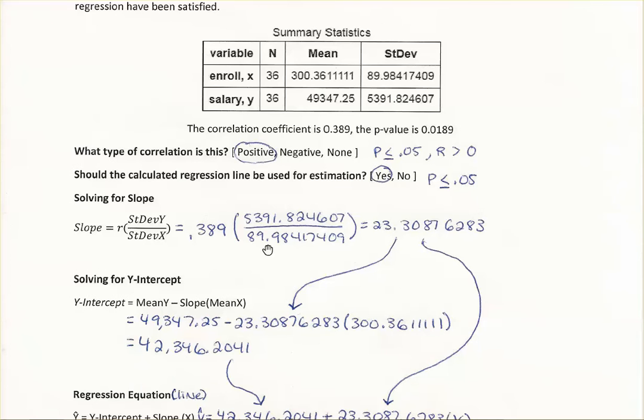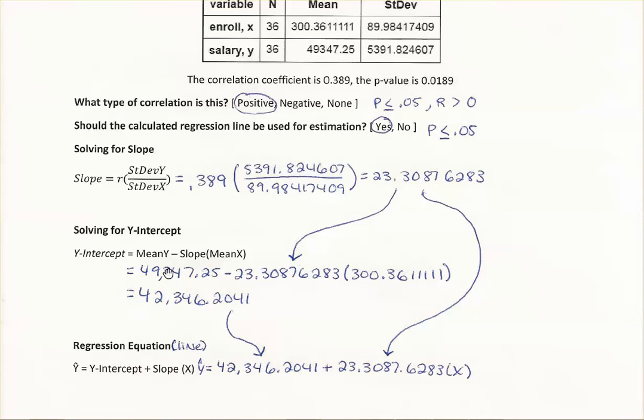So solving for slope, we take our R value, 0.389, times the standard deviation of y divided by the standard deviation of x to get the slope, 23.3087.6283. All right, now we take this slope and plug it into the y-intercept.